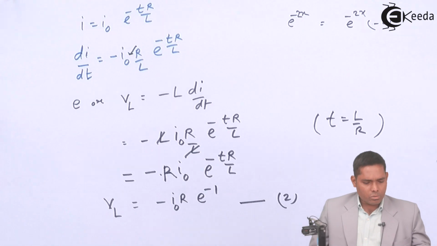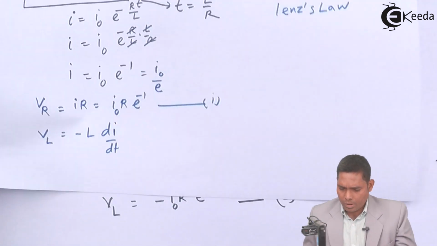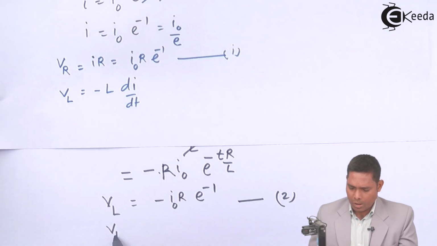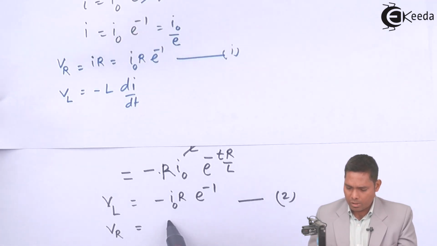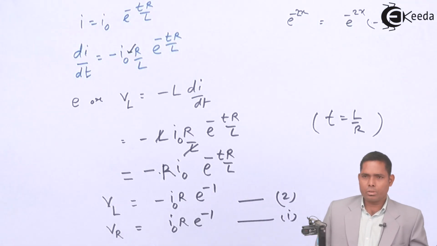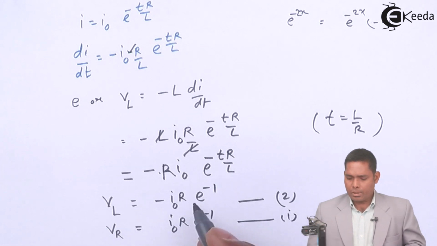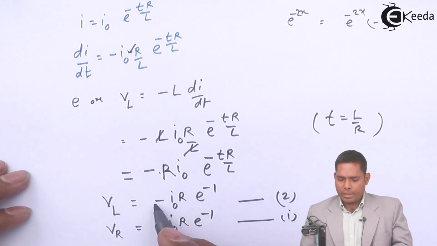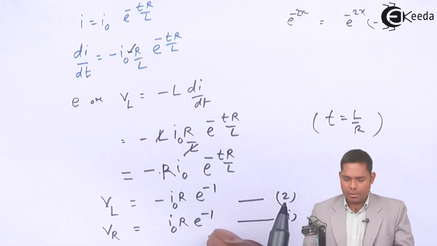If I use equation number 1, you can see equation number 1 is this VR, which I'll just rewrite over here, I naught R e raised to minus 1. This is equation number 1. If you compare these two equations, there is only a difference of a negative sign.